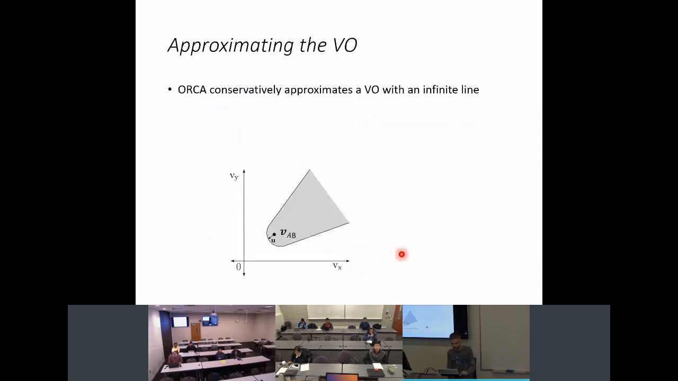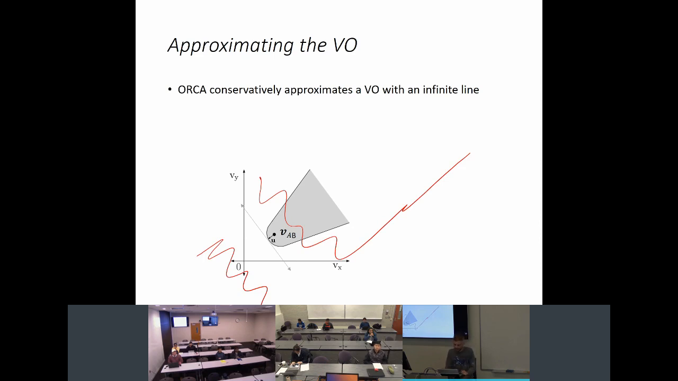So how do we do that? Well, basically, ORCA conservatively approximates the VO with a half plane delimited by the line perpendicular to the vector u. What is a half plane? A half plane is basically a region consisting of all points on one side of an infinite straight line, right? And no points on the other side. Basically, this infinite gray line that I have over here splits the space into two half planes. The one on the right, and the one on the left.